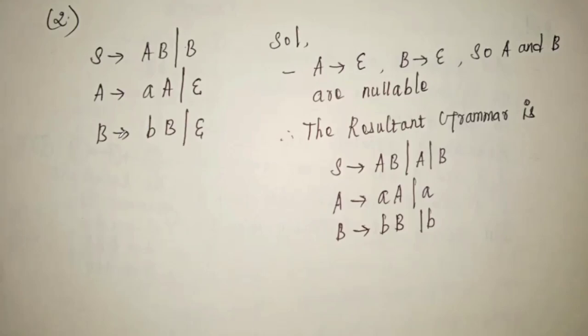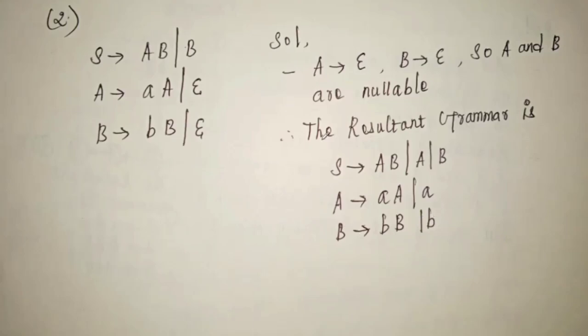Last production, B tends to terminal symbol b followed by non-terminal symbol capital B, or epsilon. In this step, remove epsilon. The remaining production is B tends to small b capital B. Since capital B is nullable, we also consider the case where capital B is removed. Then you will get small b. Here you write B tends to small b capital B or b.